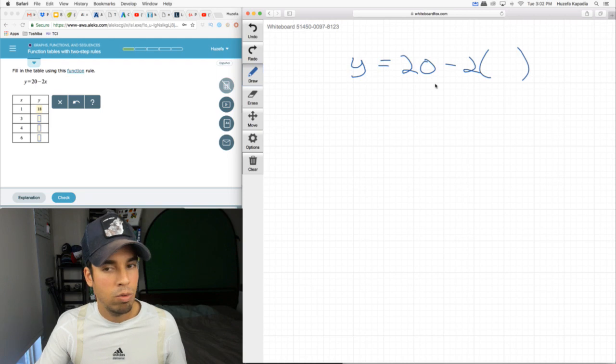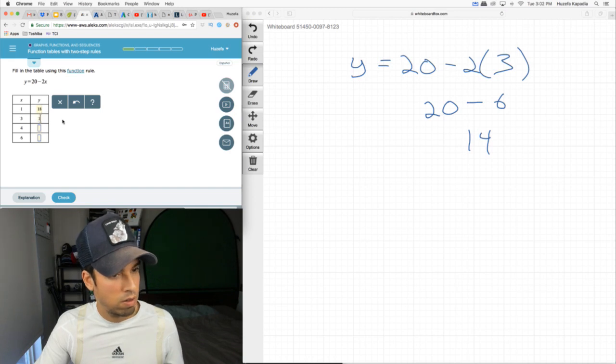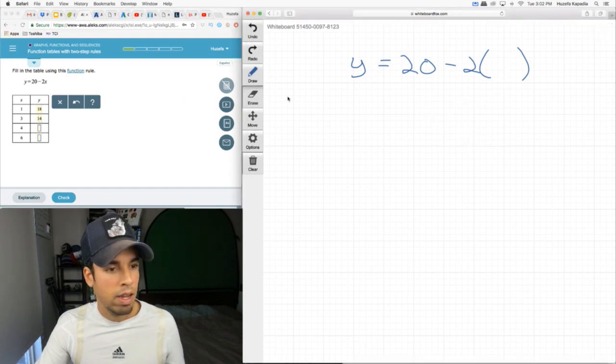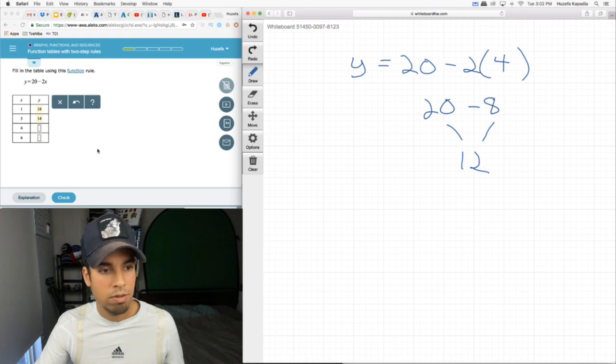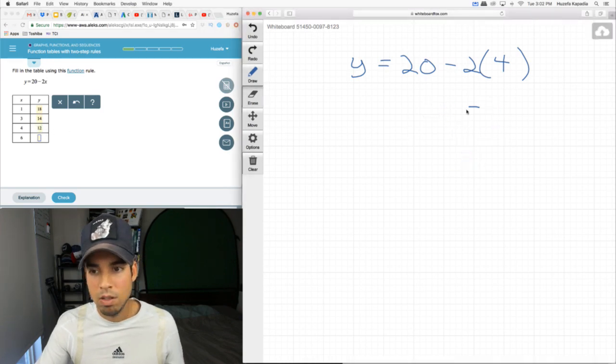When x equals 3, this is 20 minus 6, which is 14. When x equals 4, this is 20 minus 8, which is 12. And then when x equals 6, this is 20 minus 12, which equals 8.